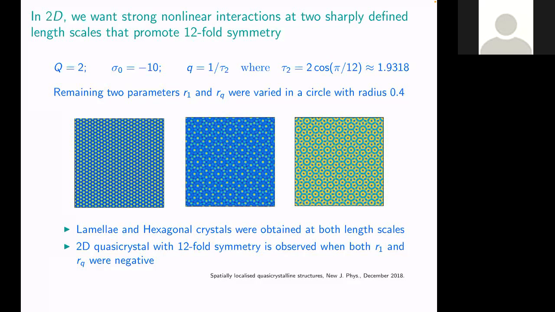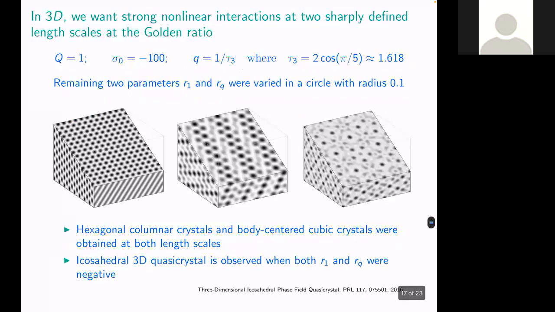Does this work in 3D? In 3D, we choose the icosahedral symmetry and a nominal value of the nonlinear interaction, so Q is 1, but in 3 dimensions, the sharpness of the peaks has to be much, much smaller. So it has to be really sharp because we have a whole load of other patterns that are possible, patterns that have reduced symmetry. So we decrease the value of sigma naught to minus 100, and we find that we can form icosahedral quasicrystals in this case.